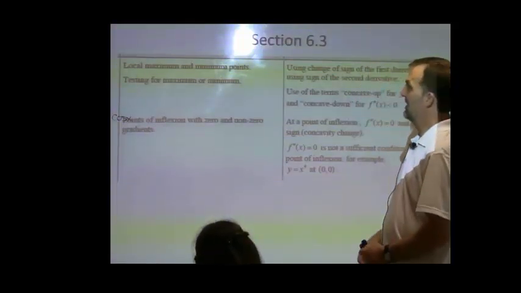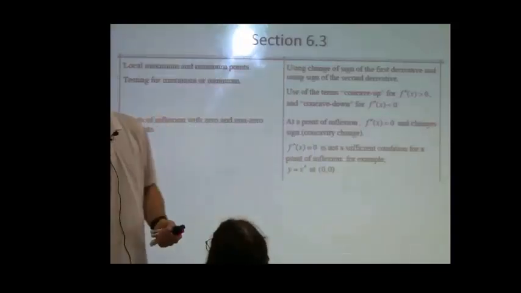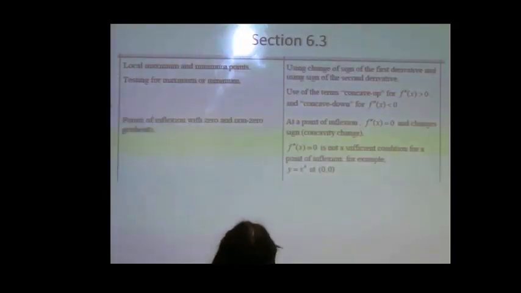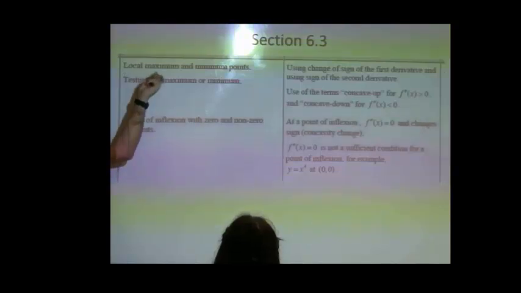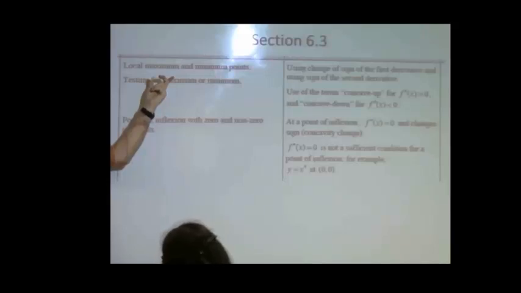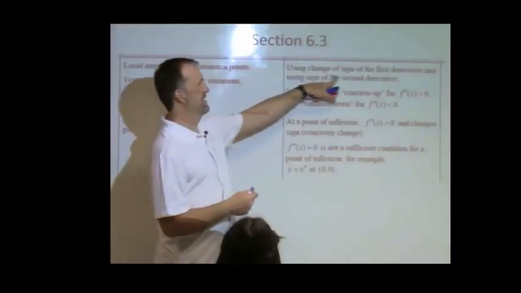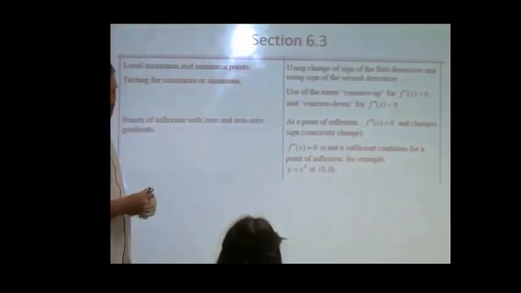Then 6.3, local maximum and minimum. Knowing what local maximum and minimum mean. So local maximum and minimum, you can see if you make a graph. If you can't make a graph, we talked about testing for it. And here they say use the change of sign of the first derivative.